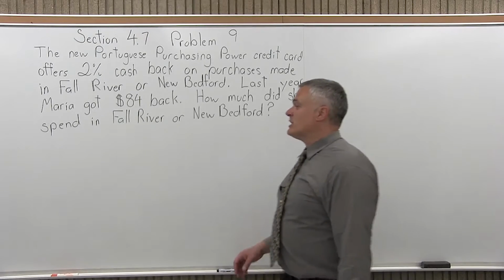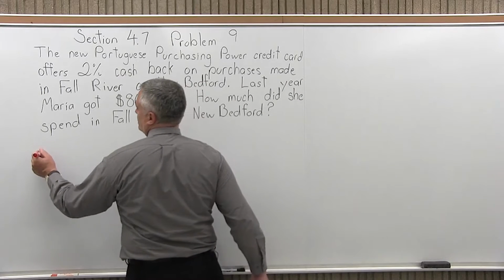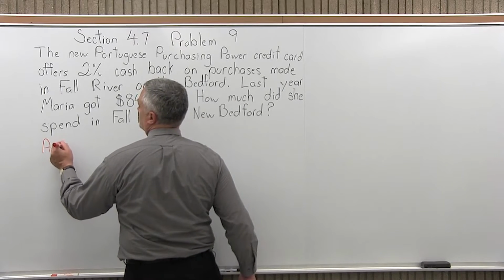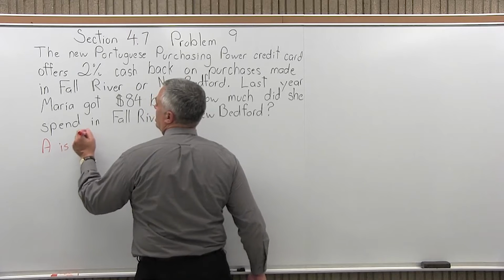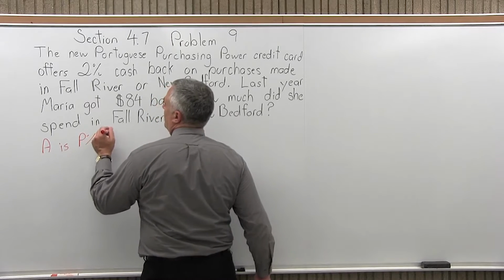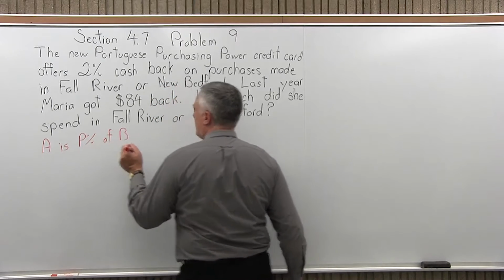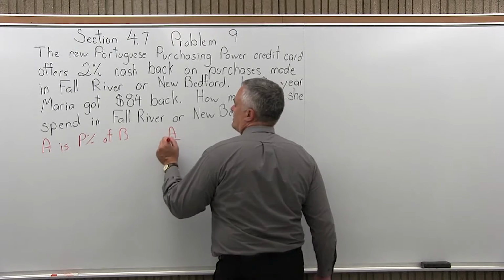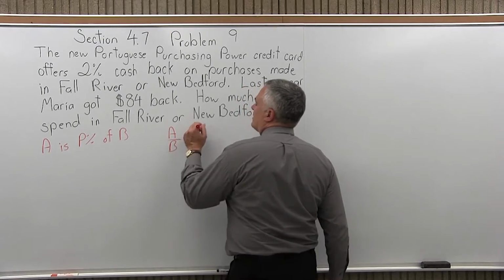So this is a percent question. With most percent questions, what I like to do is look for the important parts of it, so I can rewrite it as A is P% of B. And once I do that, I plug it into the formula A over B equals P over 100.